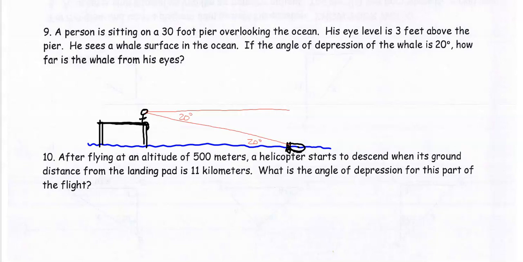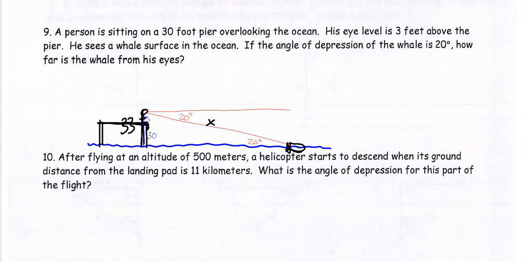How far is the whale from the eyes? Well, one thing I need to understand is that this height from the eye is going to be the 30 from the pier, and then the 3 feet for the person. So our total distance over here is going to be 33. And we need to find how far the whale is from the eyes. So we need to find x. We need to find the hypotenuse.